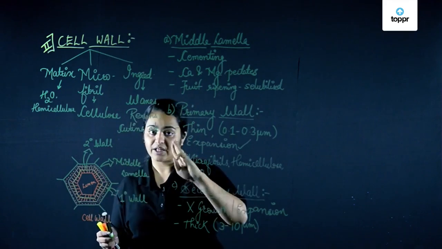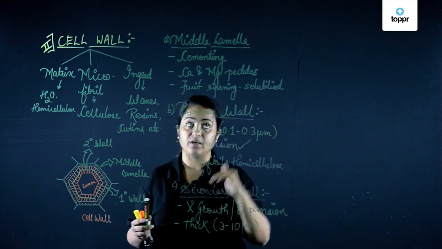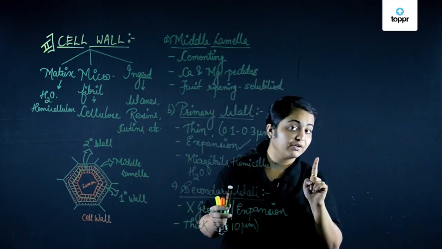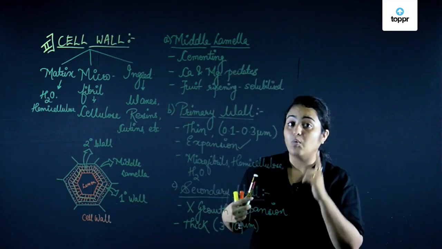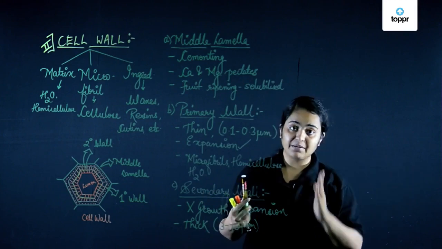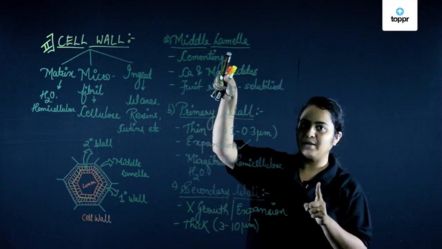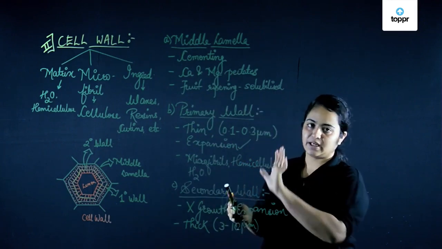As we can see here, there are three major layers: the middle lamella, primary wall and secondary wall. Middle lamella, not to get confused, is not in the middle, it is to the exterior of the cell. Why is it called middle lamella? Because it is connecting the two cells in between. It's a layer, that is lamella, present between or in the middle of two adjacent cells, hence middle lamella.